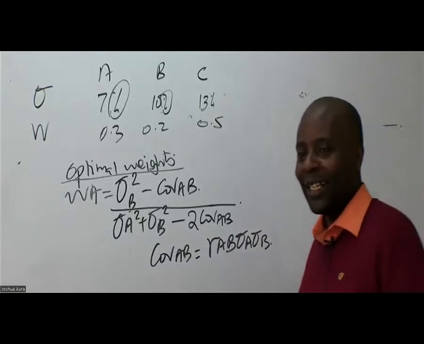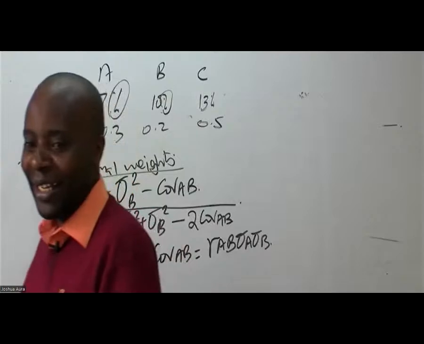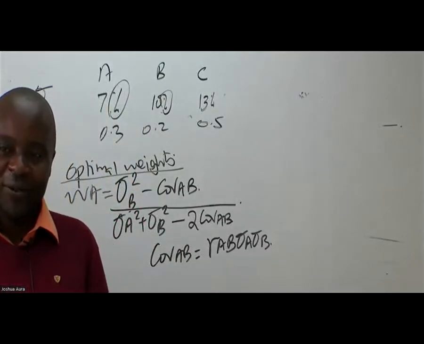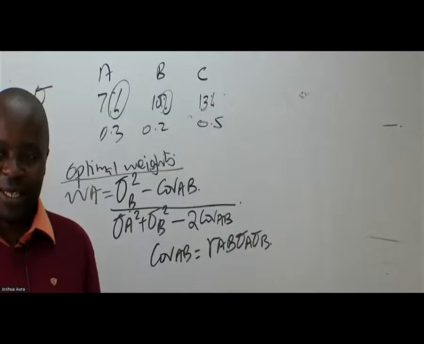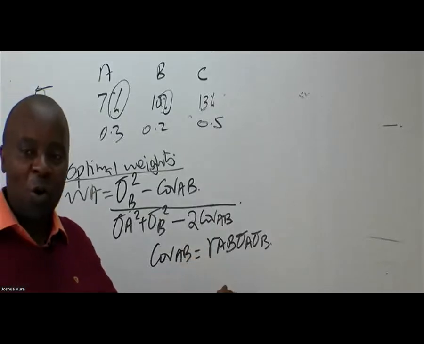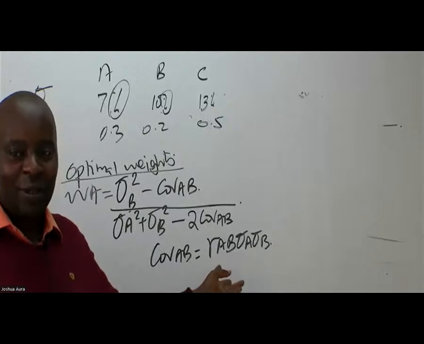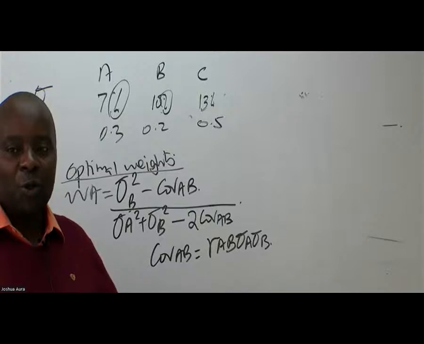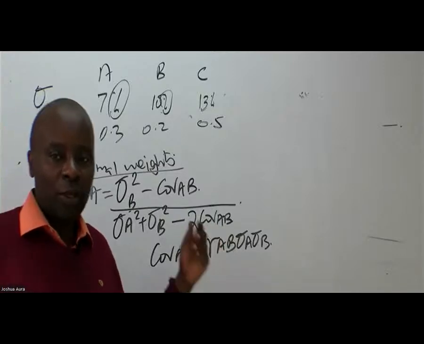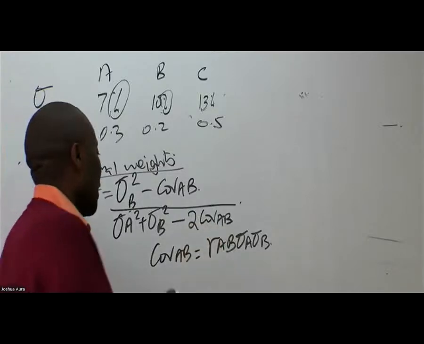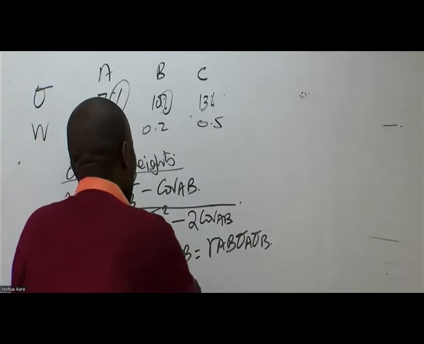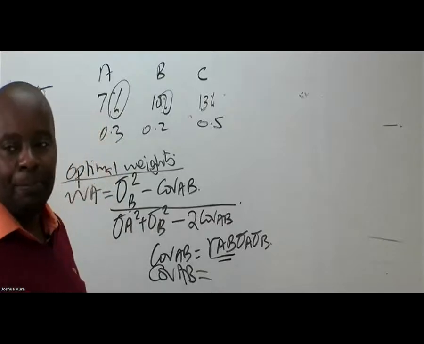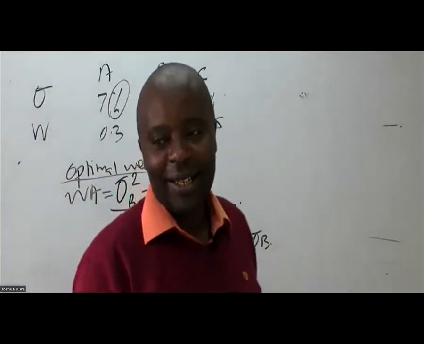When you want to get covariance from the correlation, this is normally what we do. So what I'll do in this situation is to get this covariance myself. The covariance between AB will be equal to R. Have they given me R?